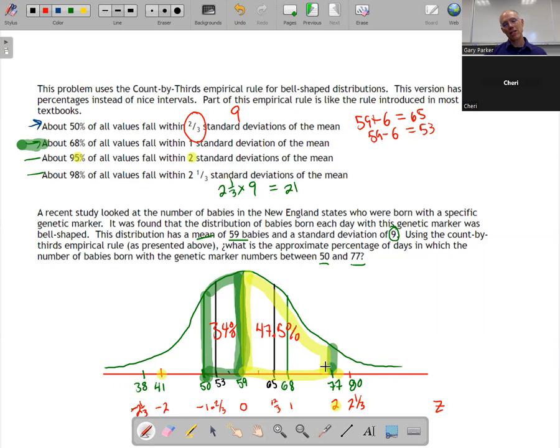So this was basically a graphical problem to solve. So altogether, if I combine those, 47.5 plus 34, I get 81.5% of the days had the genetic marker numbers between 50 and 77. So it was a puzzle based on the idea of a z-score and the percentages.